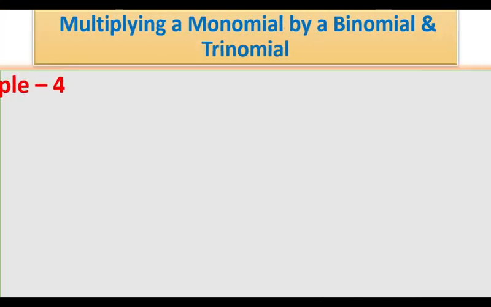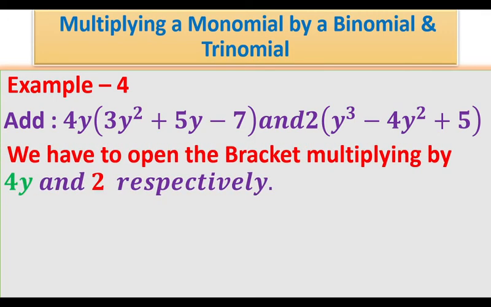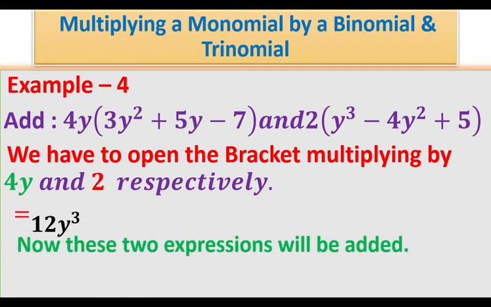this is the last example, example 4. Add 4y into 3y squared plus 5y minus 7 and 2 into y cubed minus 4y squared plus 5. So in this case also both the brackets will be opened, multiplying by 4y and 2 respectively. I will show you here.